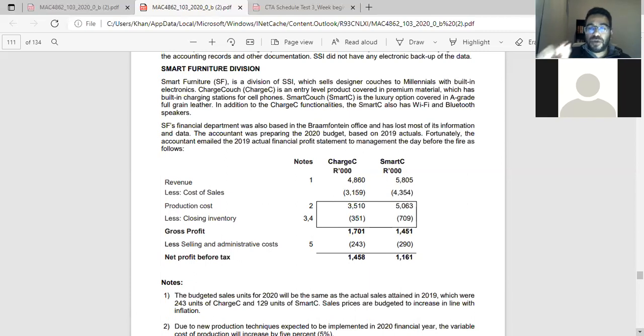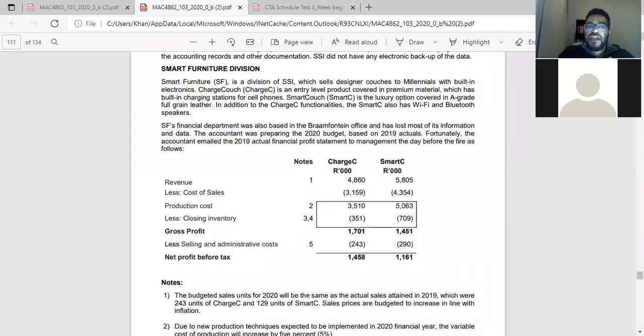So these kind of small terminology must help you navigate which topic you're dealing with. So in that paragraph, you have SSI, which is the company, whatever the name is. One of the company's divisions is called Smart Furniture Division. So you must already picture or draw on your page SSI, that's the company, a division which is Smart Furniture Division. Then below Smart Furniture Division, you draw the 2 products.